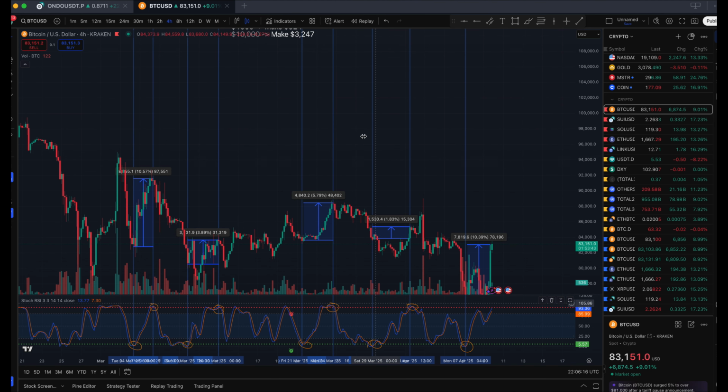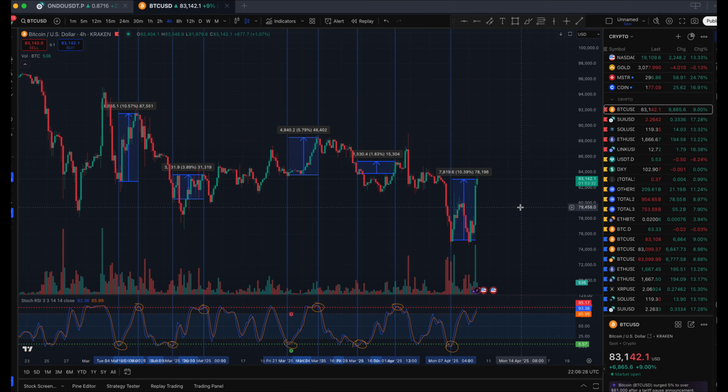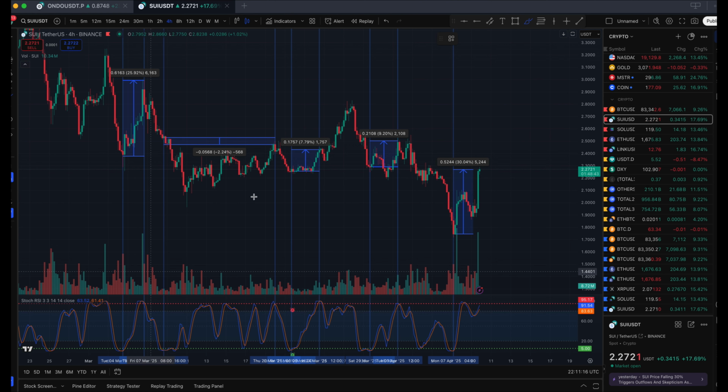Now, I'd say that's a very good return for barely looking at the charts. So let's look at another coin instead of Bitcoin. Let's go to SUI. Okay, so now let's do the same thing with SUI.